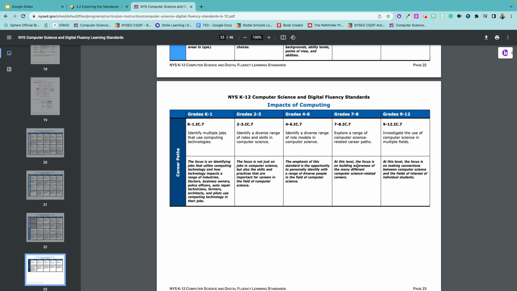Finally, within impacts of computing, we have our career paths. Here we're talking about exploring a range of computer science related paths. We're really building awareness of the many different computer science related fields that are available to our students. So take a look at the impacts of computing standards. Make sure you're familiar with them, because as we go into the next module where we really dive into seeing the activities, it'll be good for you to have a foundation as far as what they're asking within impacts of computing.